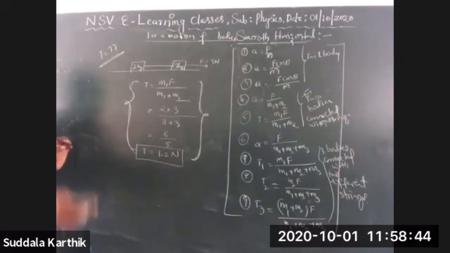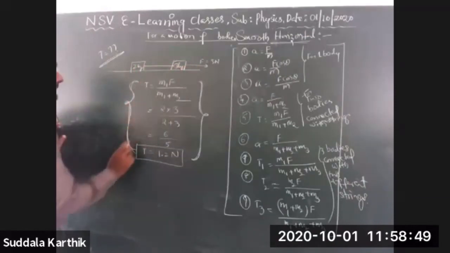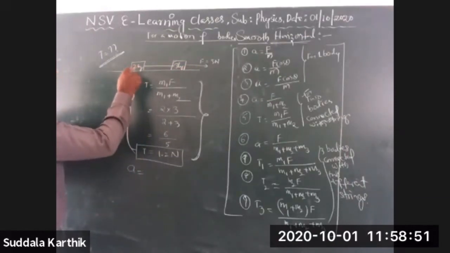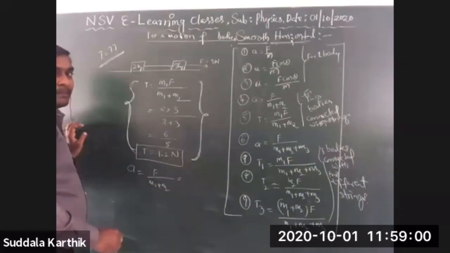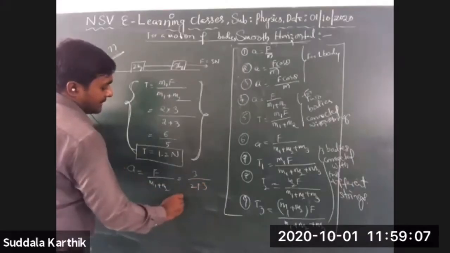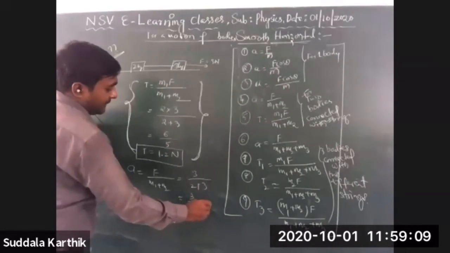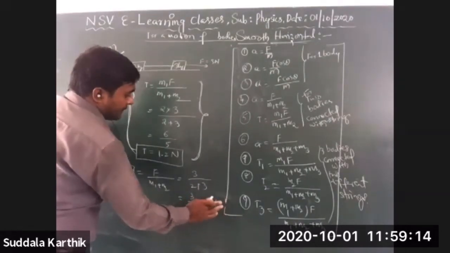Tell me any other problem. Suppose for this problem only, 2 is given, 3 is given. The common acceleration for this one, how much? F by M1 plus M2. Very good. F is 3, M1 plus M2 is 2 plus 3. So 3 by 5, nothing but 0.6 meter per second square.